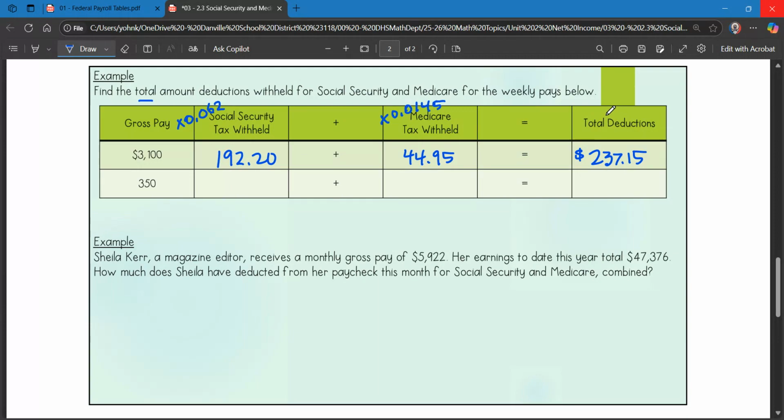Now keep in mind, we also have state income tax taken out and federal income tax taken out. So there are a lot of taxes being taken out of every paycheck.